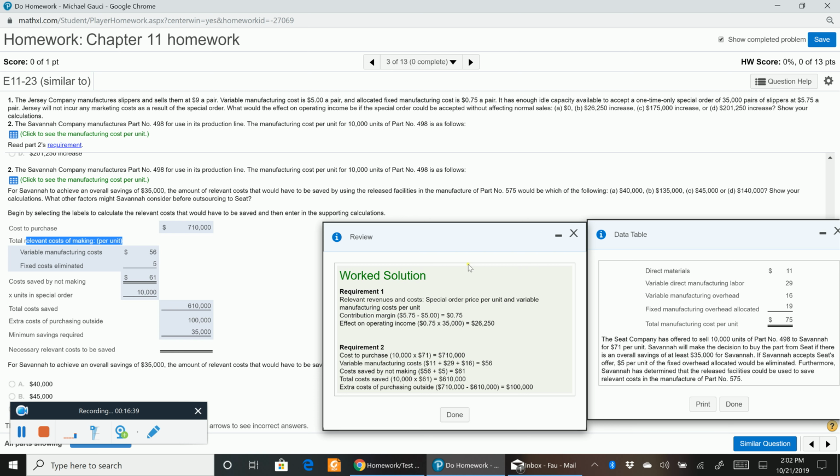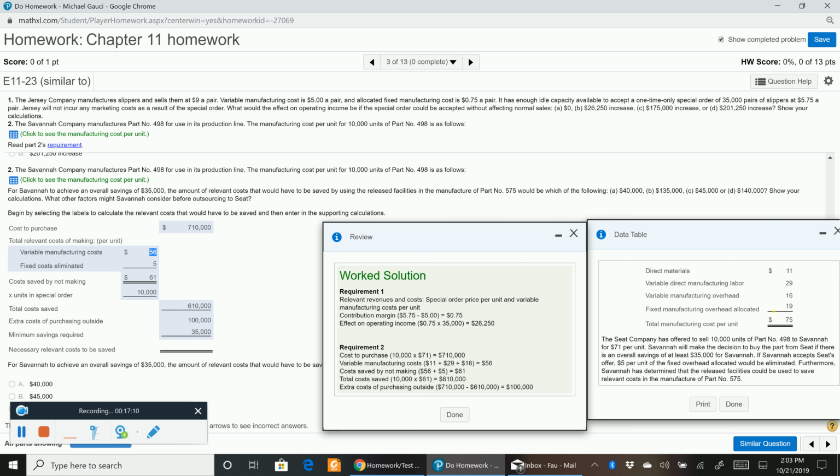So all the manufacturing costs, which are all the variable costs, which is the direct materials, the direct labor. So direct materials of 11, direct labor of 29, and your variable overhead of 16, if you add them up, comes to $56. That is relevant because we would have to spend it if we made it ourselves, but we would not have to spend it if we bought it outright.